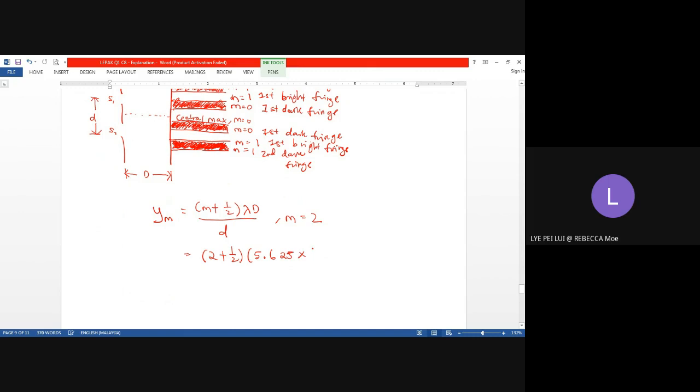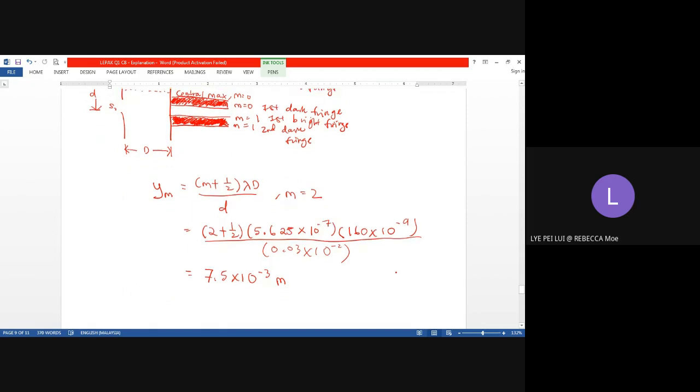The order is 5.625, right? Just now we obtained the answer from part D1, exponent -7. 160 exponent -9 over 0.03 exponent -2. So the final answer will be 7.5 exponent -3 meter. So this one will be our y2.